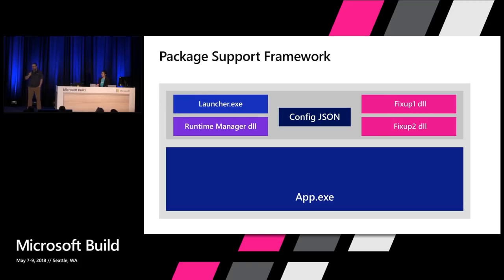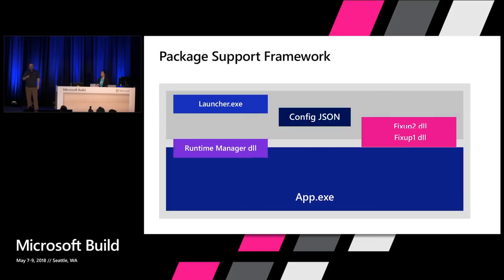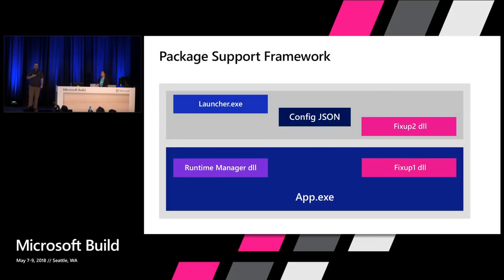So peeking into this framework, it consists of a number of components. The first thing we do is change the entry point for your application. Instead of app.exe, we'll launch our own launcher.exe that comes as part of the framework. This launcher.exe reads the configuration file, which specifies what kind of fix and what level of fix needs to be applied. We'll look at that file in just a minute. Based on this configuration file, we can now inject a specific fix-up in the shape of a DLL into the application process, as well as our runtime manager DLL.